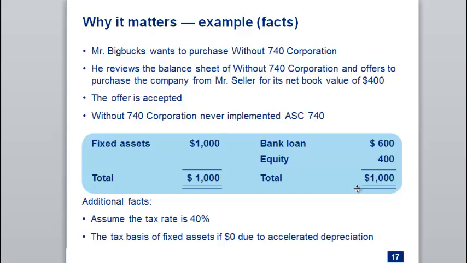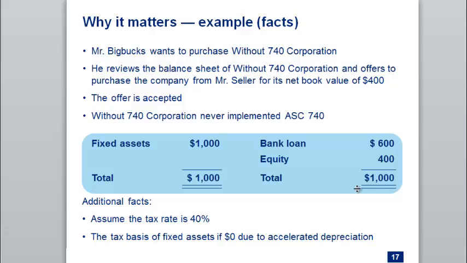Okay, so here's our really simple example of why we care about tax provisions, why we do accrual accounting. Say you're this company that has a balance sheet with 1,000 of fixed assets on it, and it has a loan of 600 to a bank. So its equity is $400.